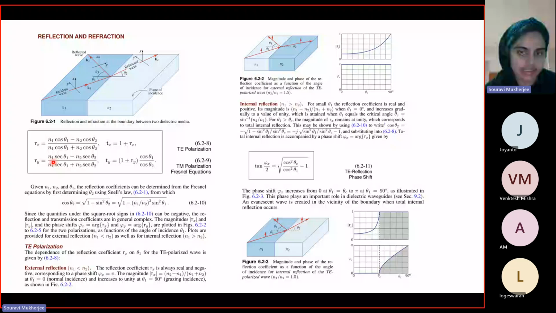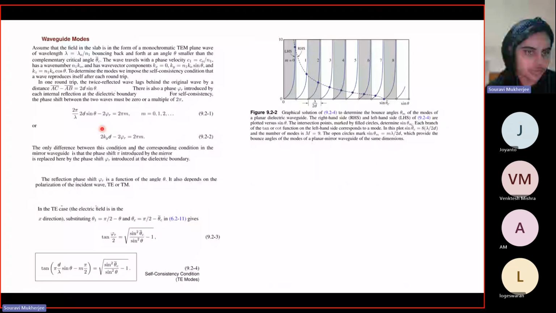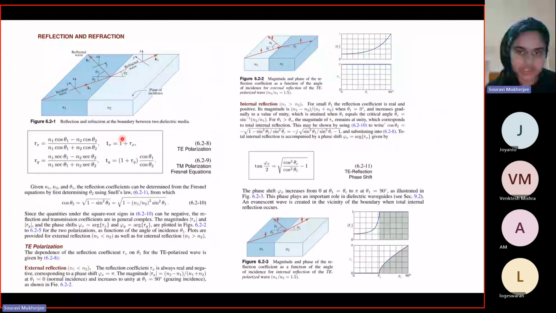So this was the self-consistency condition, if you can remember. Here, what we will next do is put in the expression of phi. Use this relation basically. If you use that, you end up getting this expression. Here what you have done is convert from cos terms to sine terms by using these relations. So now this is the self-consistency condition for TE modes in a planar dielectric waveguide.